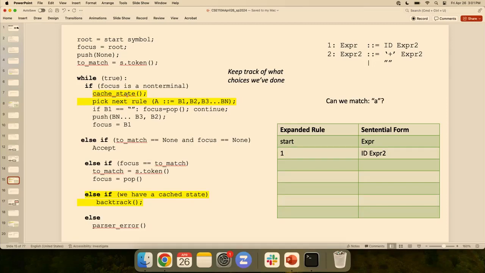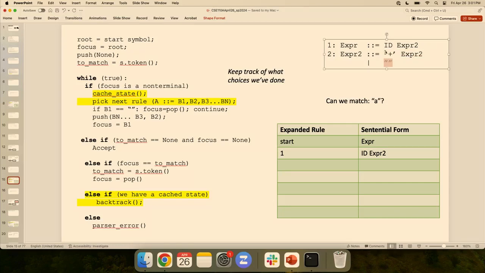When I say cache the state, that means that we have to cache the entire lexer. We have to cache what we're looking at. We basically cache everything in our derivation table up until we make the choice. So if we're trying to match the string A, we're going to get to the point where we have ID expr2, and we have a choice. We can apply this rule, or we can apply the empty string.